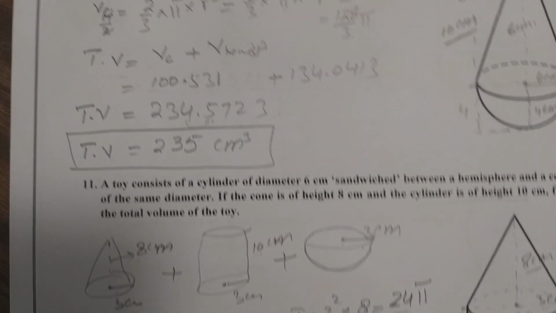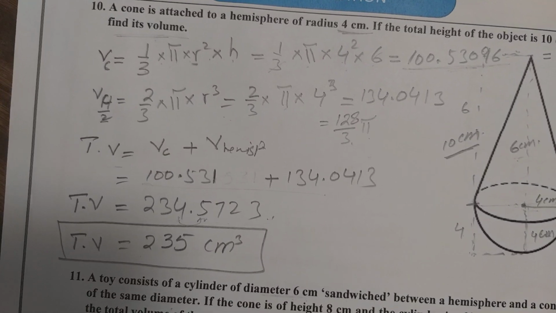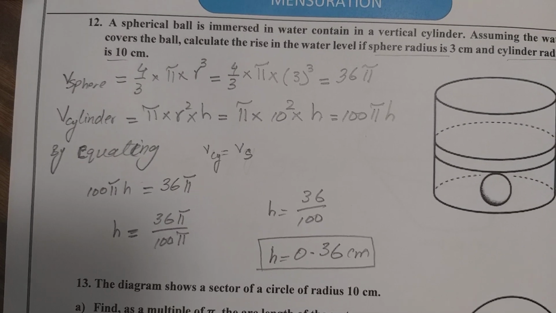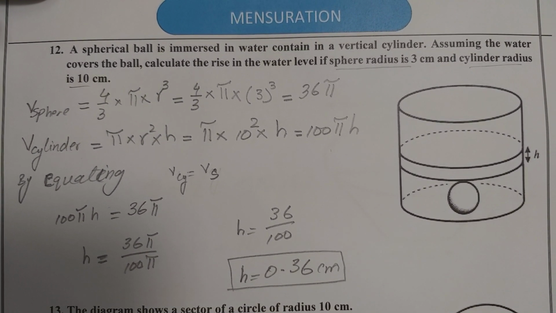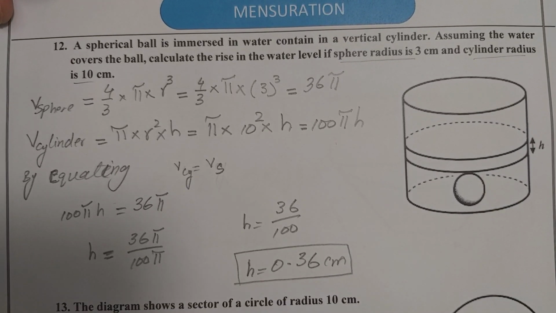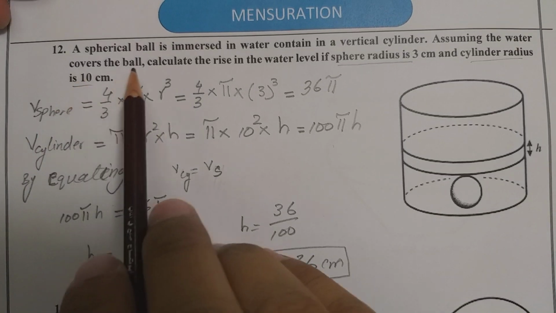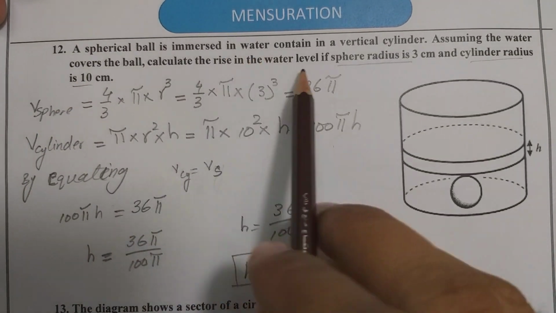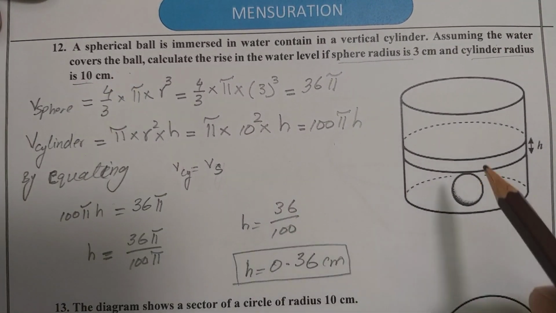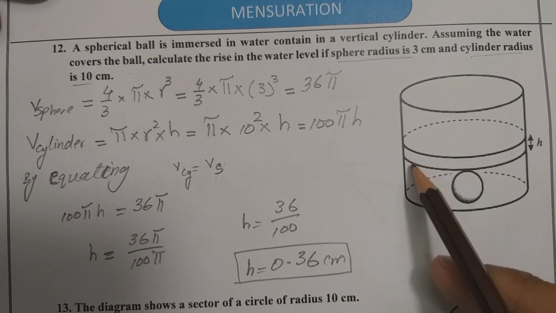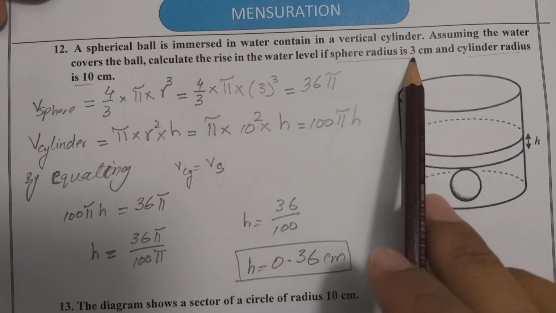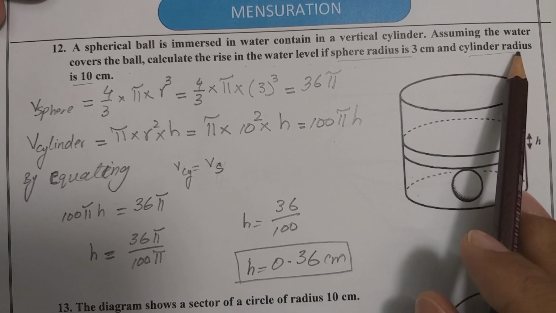Okay, in the next page, question number 12. In question number 12, again we are given a cylinder and a sphere. So let's see what the question says. It's a very interesting question. A spherical ball is immersed in water contained in a vertical cylinder, assuming the water covers the ball. So this is the water which covers the ball. Calculate the rise in the water level if the sphere radius is 3 centimeter and the cylinder radius is 10 centimeter.